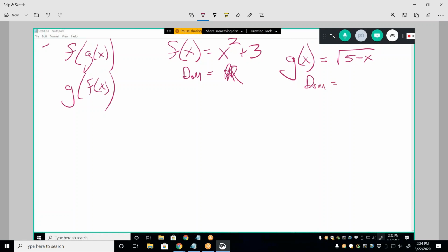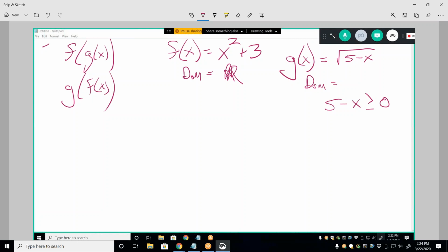How do you solve this? Set it equal to 0. Set it greater than or equal to 0. Very specific. And now solve that for x. So x equals 5, or is greater than or equal to 5.